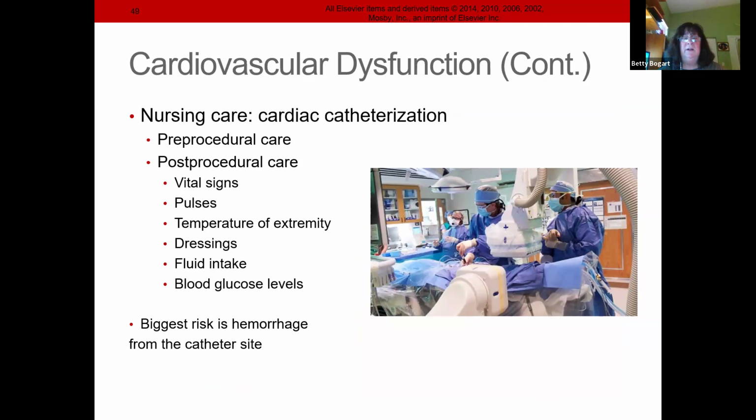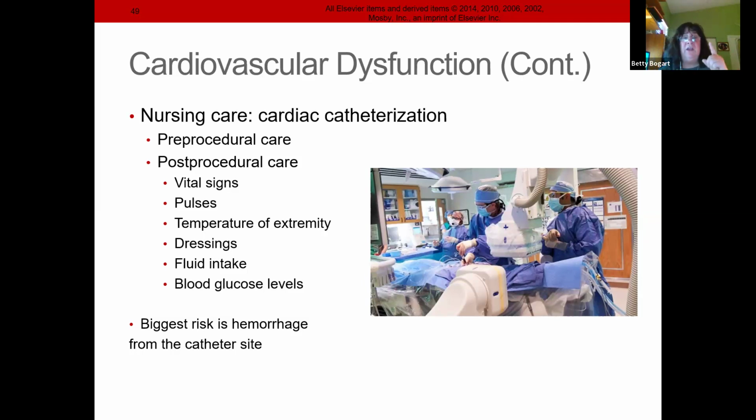Now, these kids usually are not held NPO by midnight. No, especially newborns. Sometimes we'll feed them up to 2 hours prior to procedures, especially breast milk. Absolutely, because it goes away very quickly and we want to maintain blood glucose, right? So when they come back, we're going to be checking that blood glucose because we don't know if they've been given any sugar or been given too much.